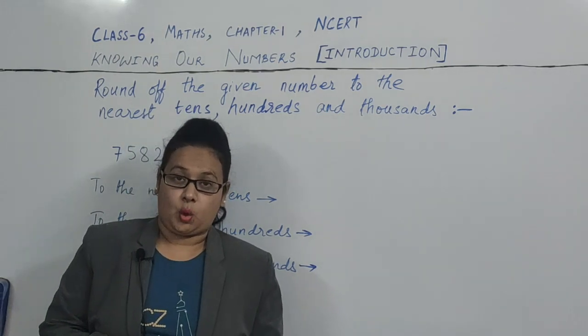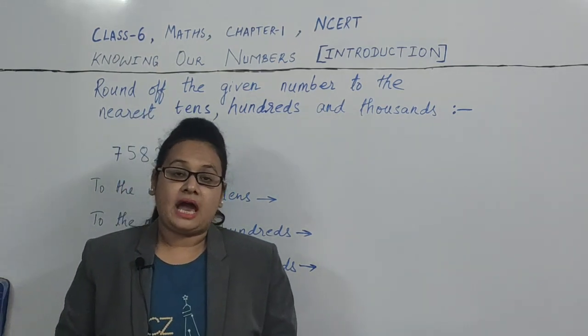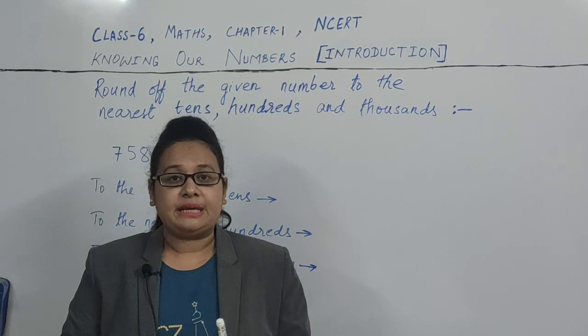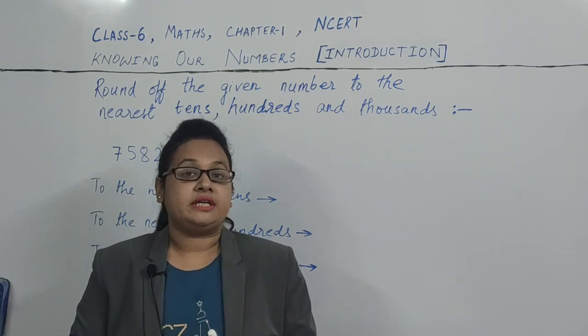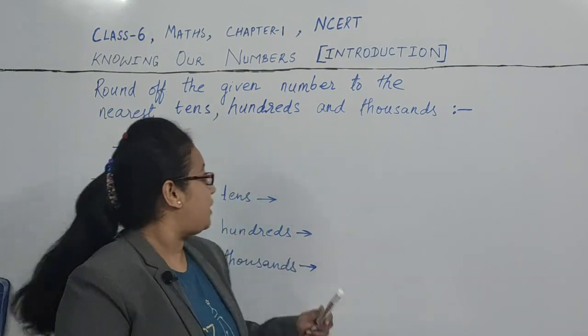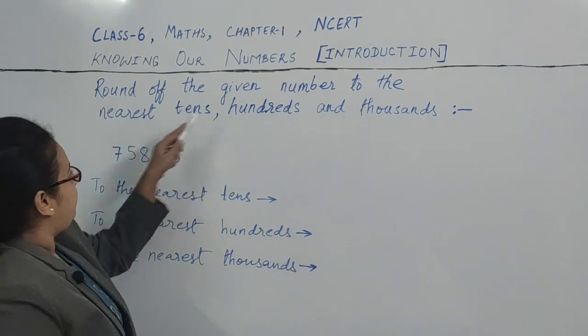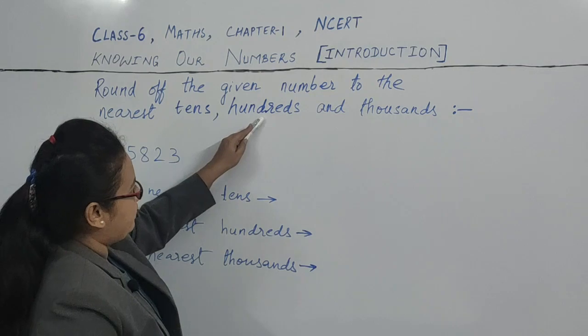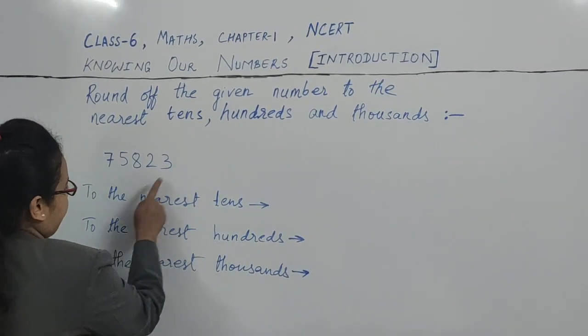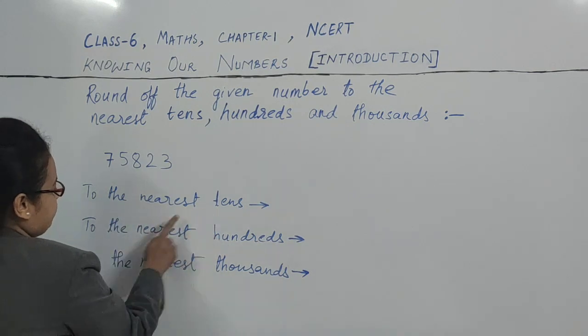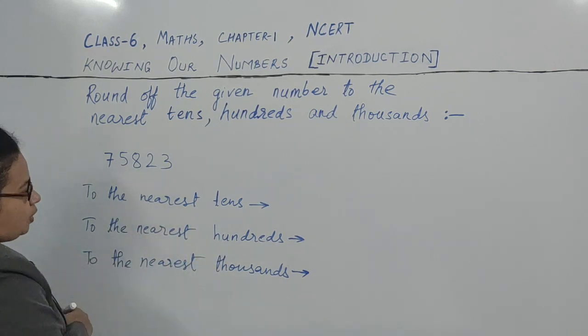Now let us do one question. I will take one number and I will round off that number. That same number I will round off to the nearest tens, to the nearest hundreds and to the nearest thousands. So what is the question? Round off the given number to the nearest tens, hundreds and thousands. So I have taken this number. This same number will be rounded off to nearest tens, nearest hundreds and nearest thousands.